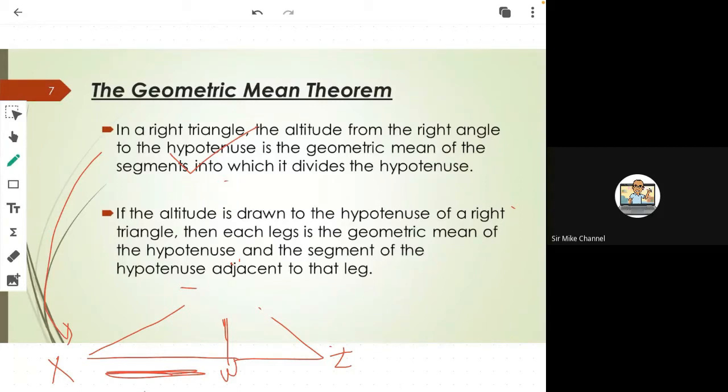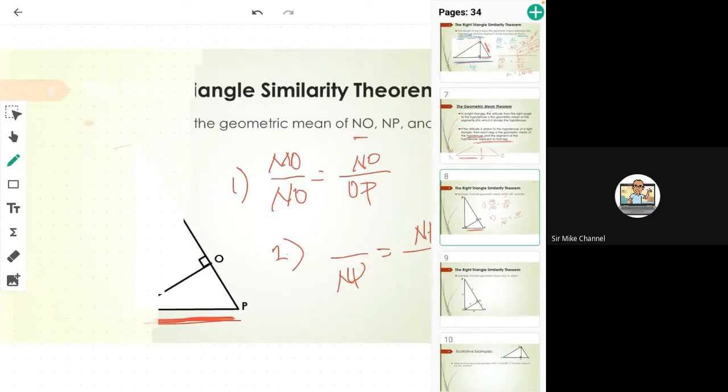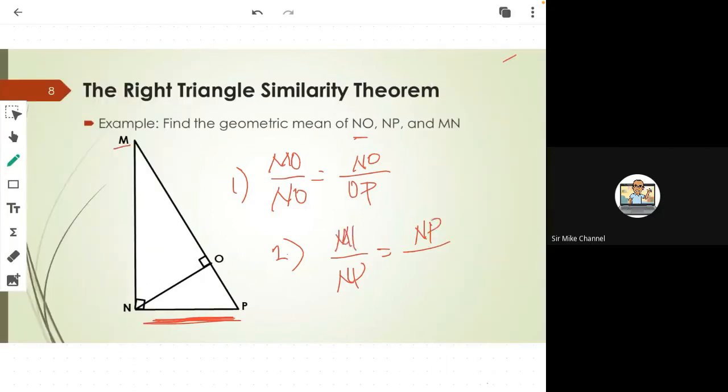Okay, number 2. If the altitude is drawn to the hypotenuse of the right triangle, then each leg is geometric mean of the hypotenuse. Itong hypotenuse na daan, tapos adjacent to that leg. Okay. Ito. So, ano yung hypotenuse natin? Ano yung line segment natin? Pink yan. MP tsaka OP po. Okay. So, MP. And adjacent to the shorter leg natin, yung NP natin ay OP. Okay, correct.